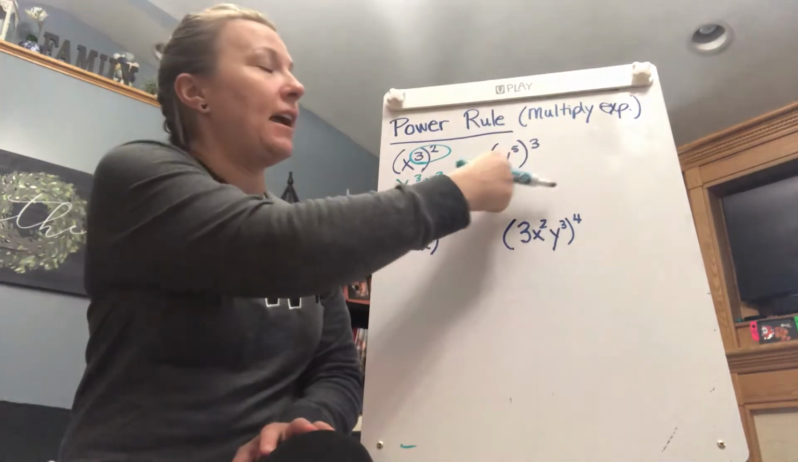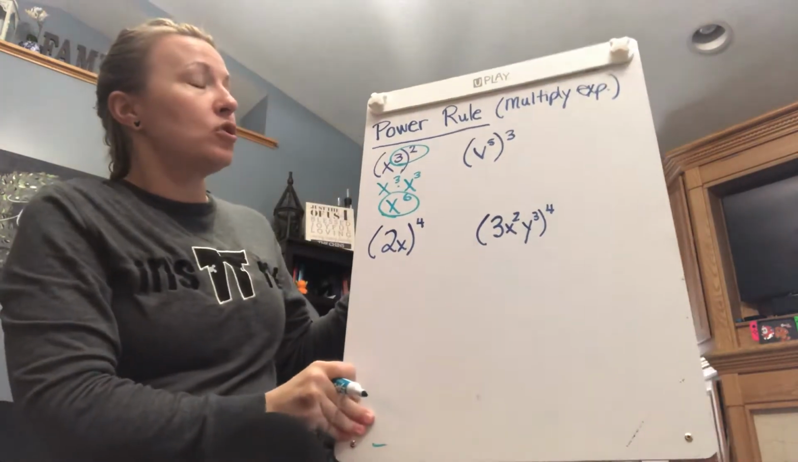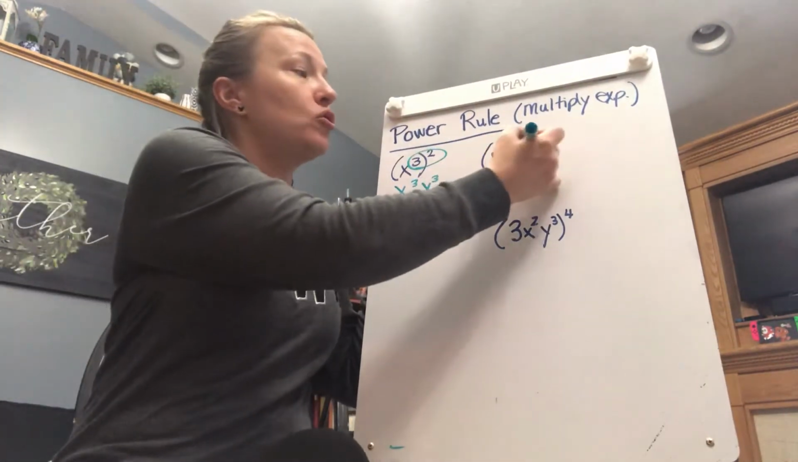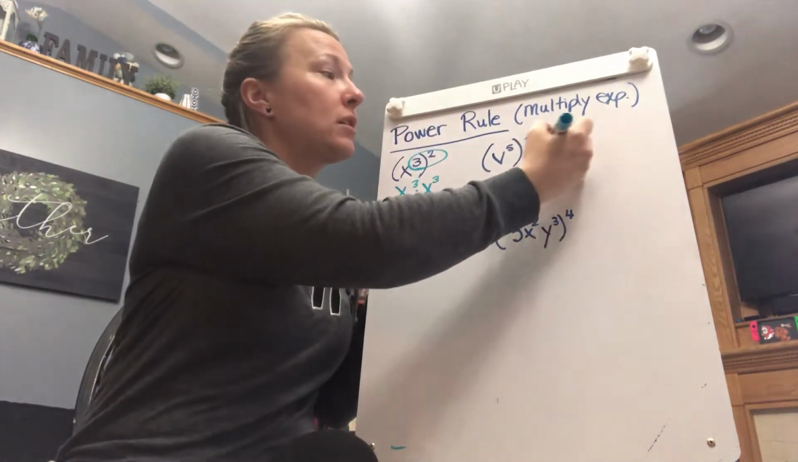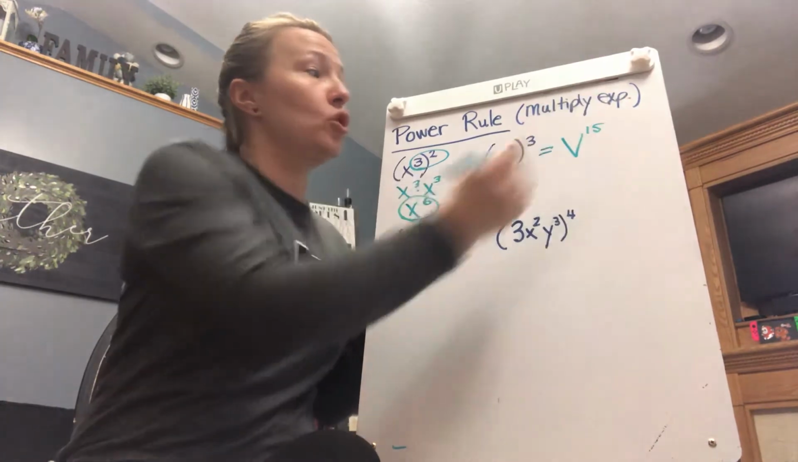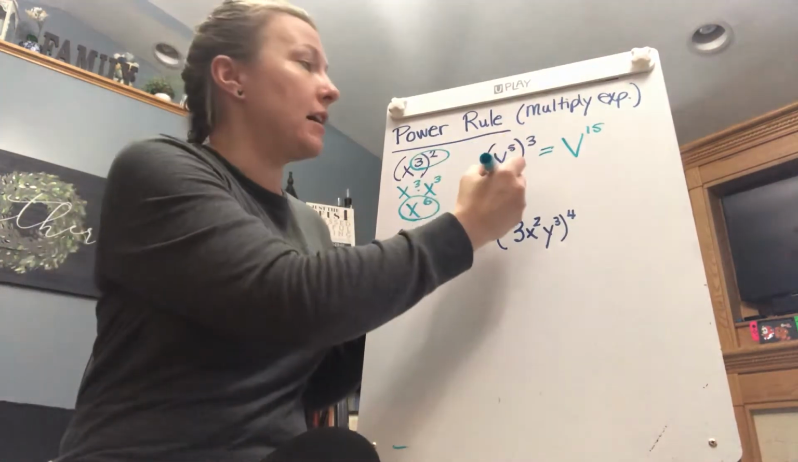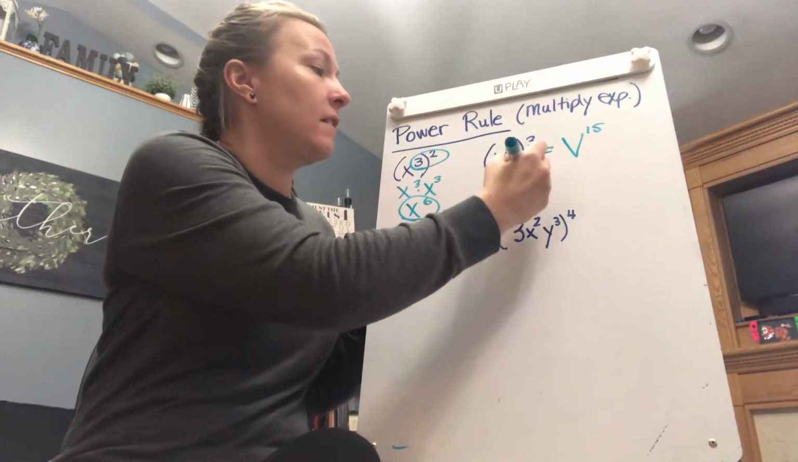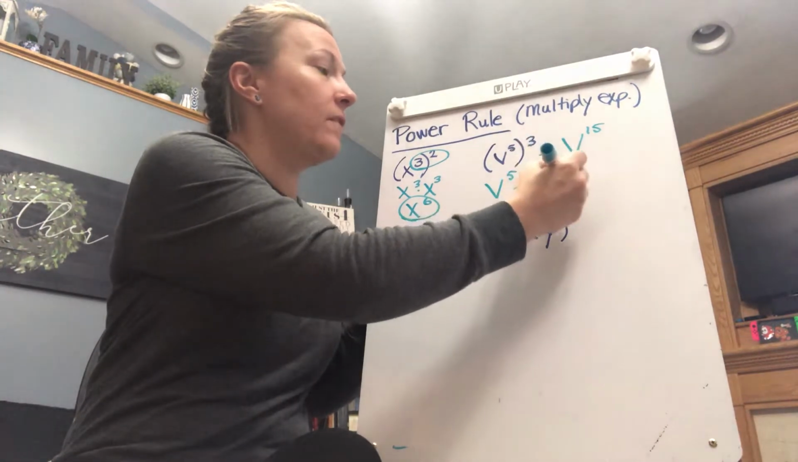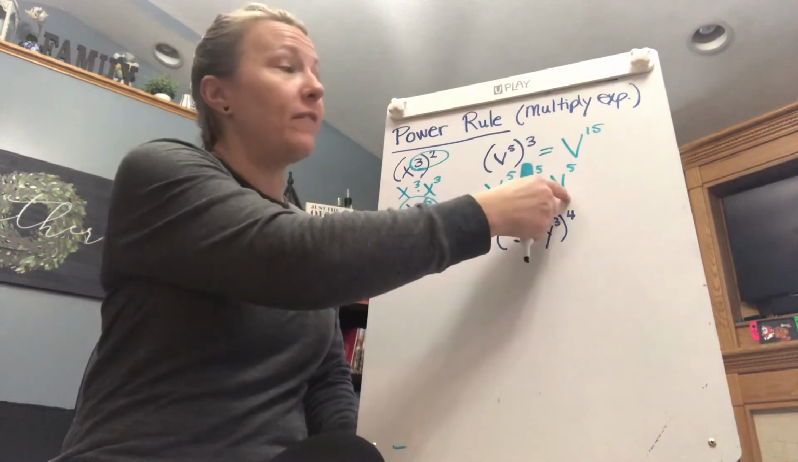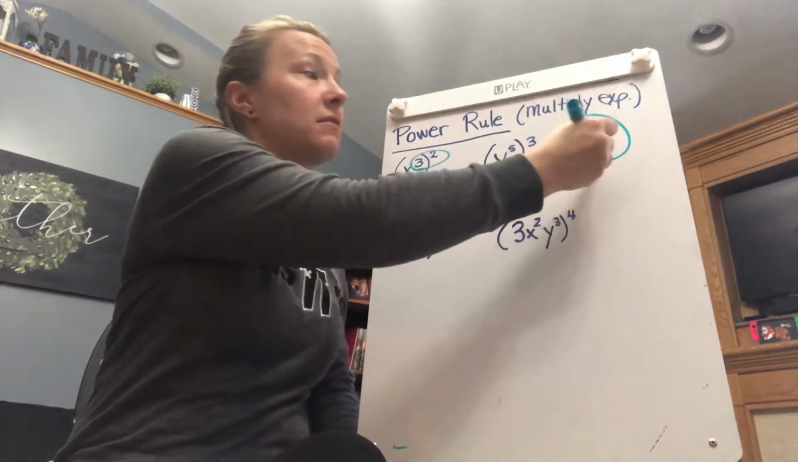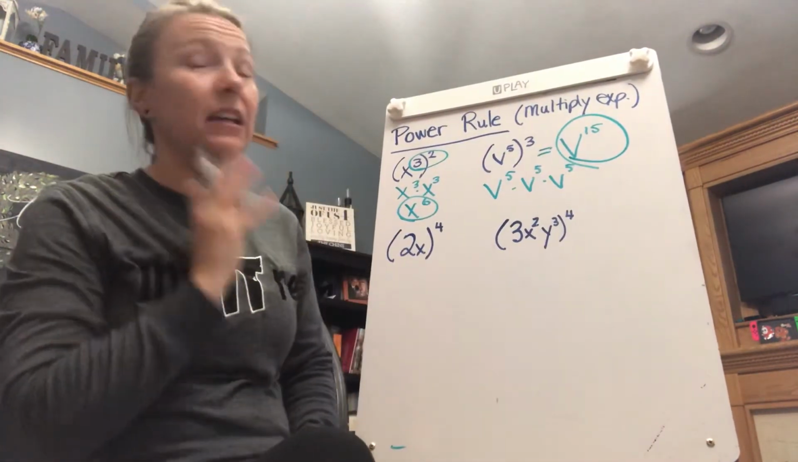So let's try this guy. If I have v to the fifth to the third, these two are both exponents. They're both up at the top, and I have parentheses. The shortcut is v to the 15. The reason why it works is because you have v to the fifth, v to the fifth, and v to the fifth. And so if I have 5 plus 5, I have 10, plus 5 more gives me v to the 15th. Okay?